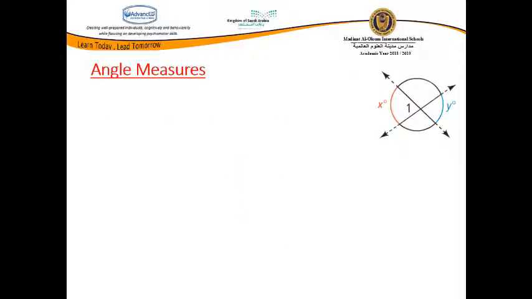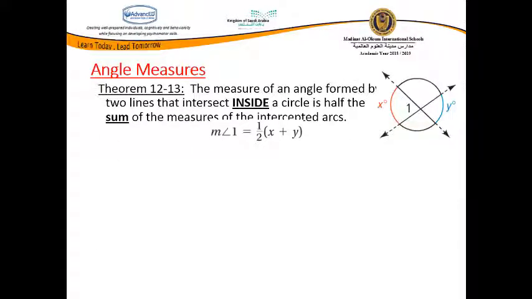The angle measures here: how to find the measure of an angle formed by the intersection of two lines inside and outside the circle. Here we have the first theorem, theorem 12.13. The measure of an angle formed by two lines that intersect inside the circle equals half the sum of the measures of the intercepted arcs. That means, if we look at this angle, angle 1, formed by the intersection of two lines inside this circle, its measure equals half the sum of the measures of the intercepted arcs, arc X and arc Y.